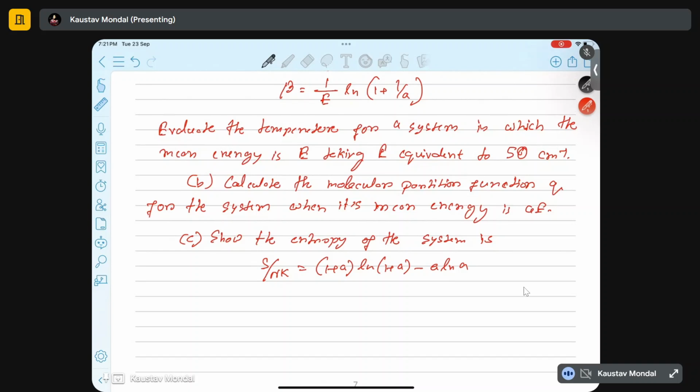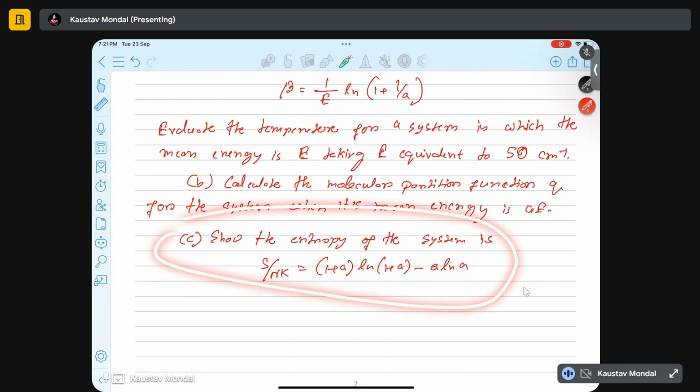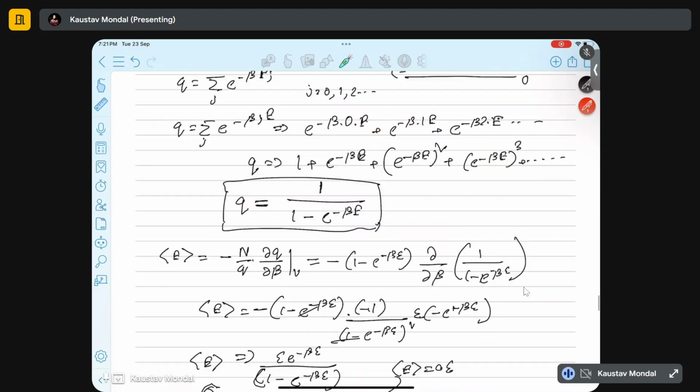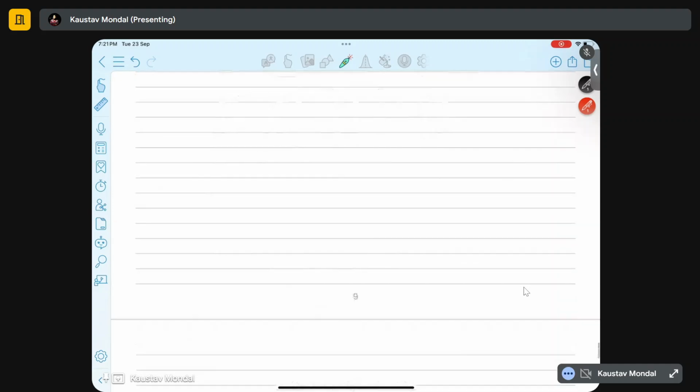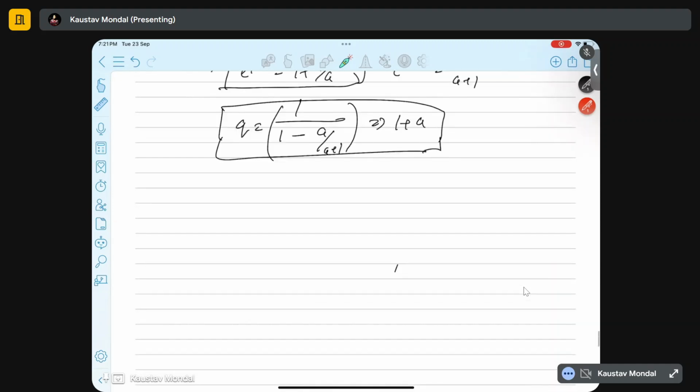Lastly, you have to calculate the entropy of the system and show this particular functional form of the entropy. So for that, first write the expression of entropy.